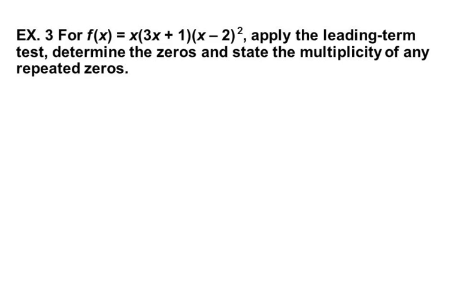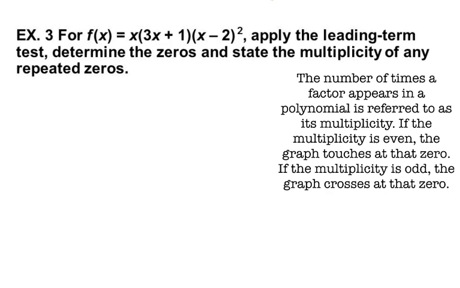Okay, number 3 says we have this function x times 3x plus 1 times x minus 2 all squared. We're going to use the leading term test to determine the zeros, and we're going to find the multiplicity of any repeated zeros. So the word multiplicity is new. This means the number of times that a factor appears in a polynomial is the multiplicity.